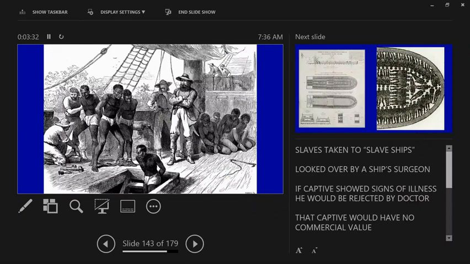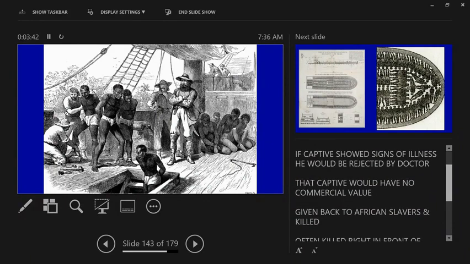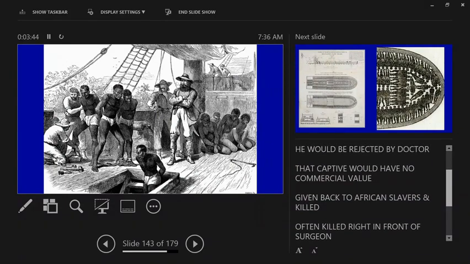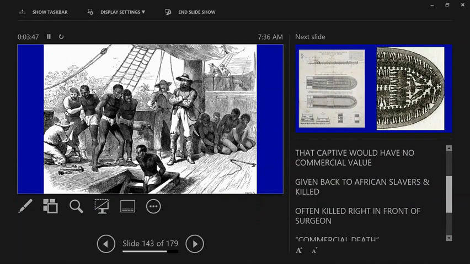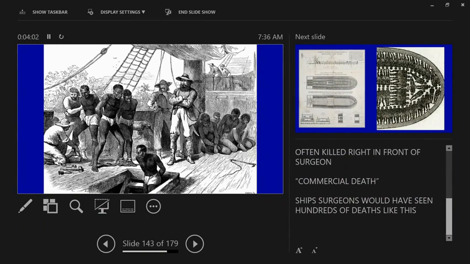All right, and then the slaves were taken to slave ships. As the slaves came on board, they were looked at by a ship's surgeon. If the captive showed any signs of illness, he would be rejected by the doctor, and at that point that captive would have no commercial value. They were sent back to their African slavers and then killed, often right in front of the surgeon. This was called commercial death. The ship's surgeons would have seen hundreds of deaths like this.